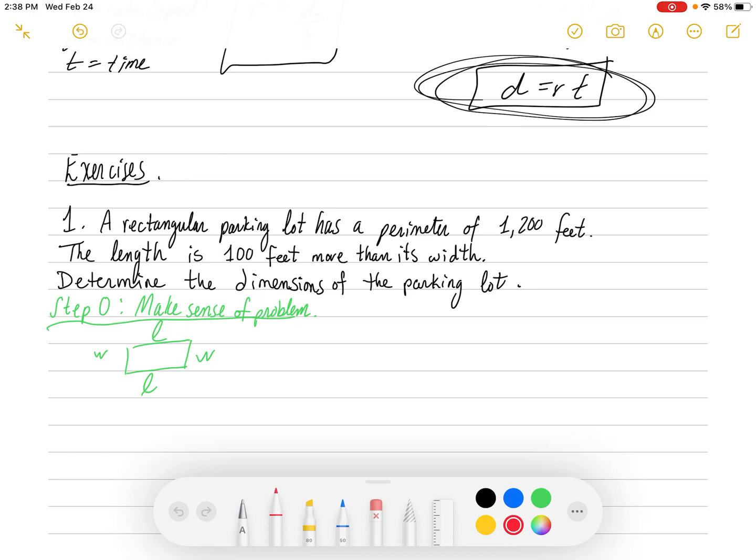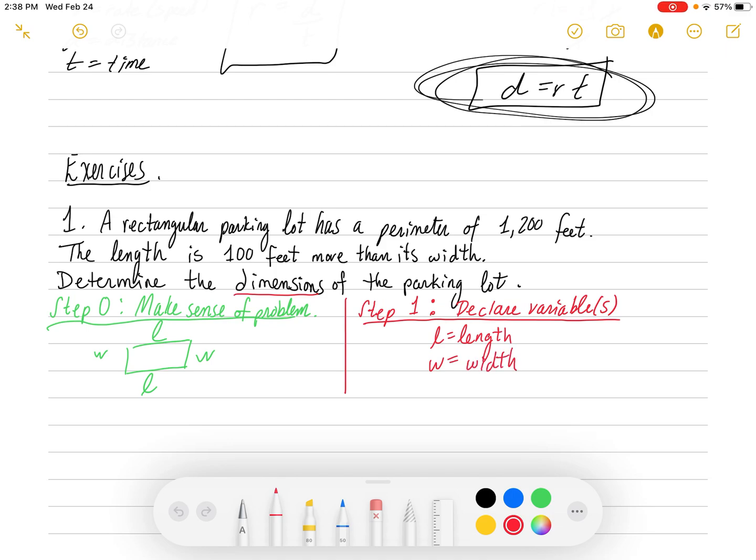Okay, so step 2 here. Or I should say step 1 actually, right? Step 0 is making sense of the problem. Step 1 is going to be declaring my variables. So my variables are going to be those quantities that I'm looking for. So what am I looking for? I'm trying to determine the dimensions of the parking lot. So I'm looking for the length of the parking lot and the width of the parking lot. So I want to formally declare those things.